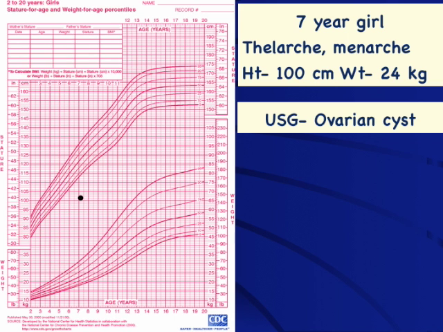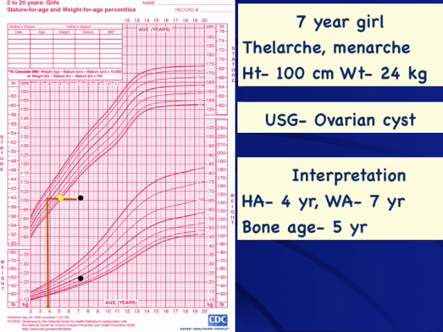Her height is here and weight is here, and this is the most unusual growth chart you will see in a girl who actually has precocious puberty. She is short for age, and you should have a clear focus now in looking at a significant pathology. And the bone age is also retarded. So height age is 4 years and bone age is approximately 5 years.